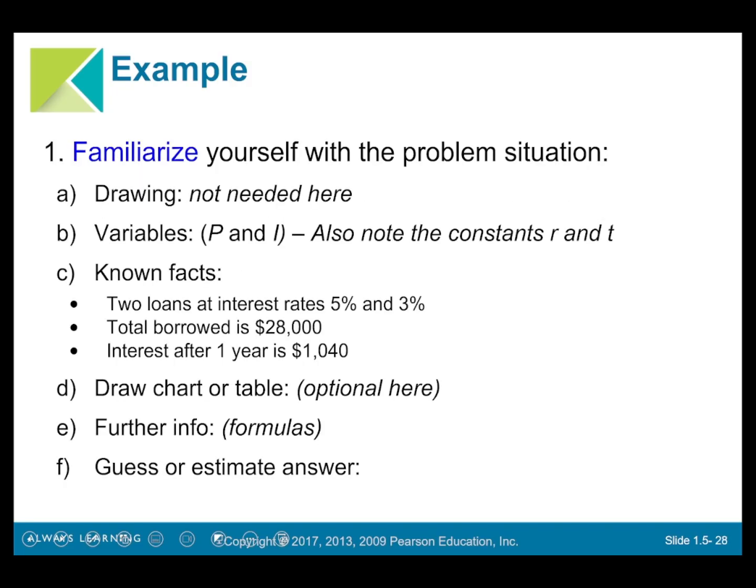So let's familiarize ourselves with the problem. There's not much to draw here. There's no diagram we'd want to throw together, but we will want to think about our variables P and I. So P is going to be our principal amount.